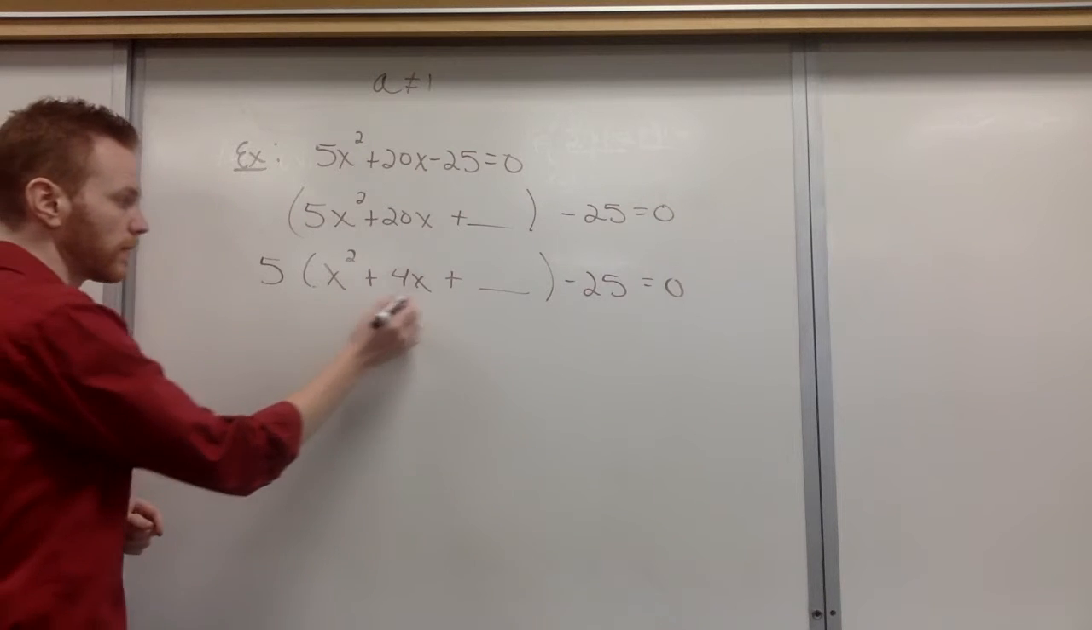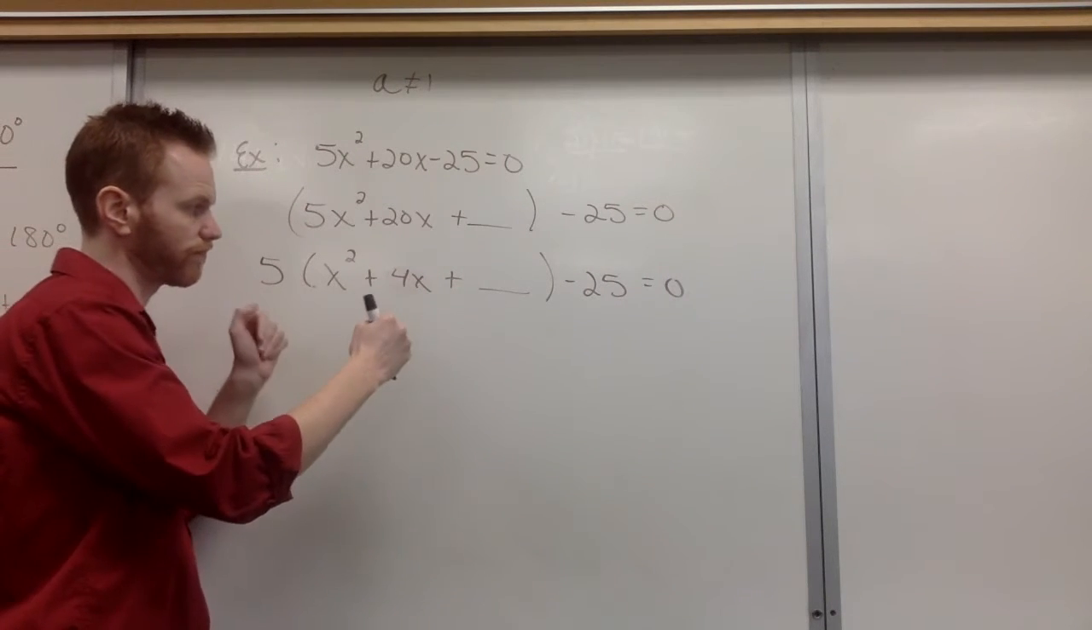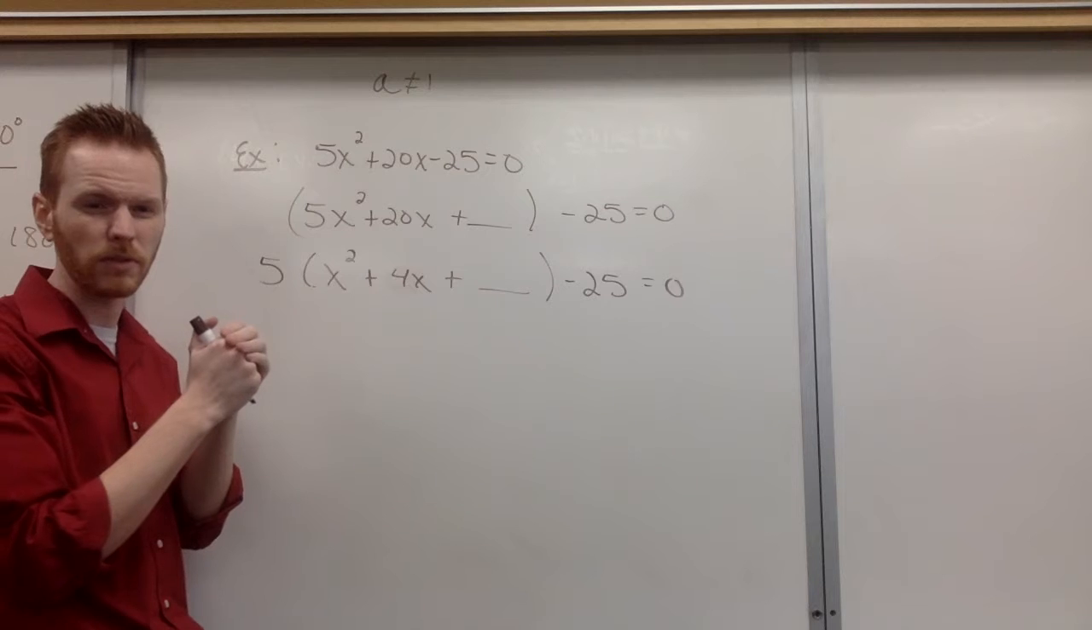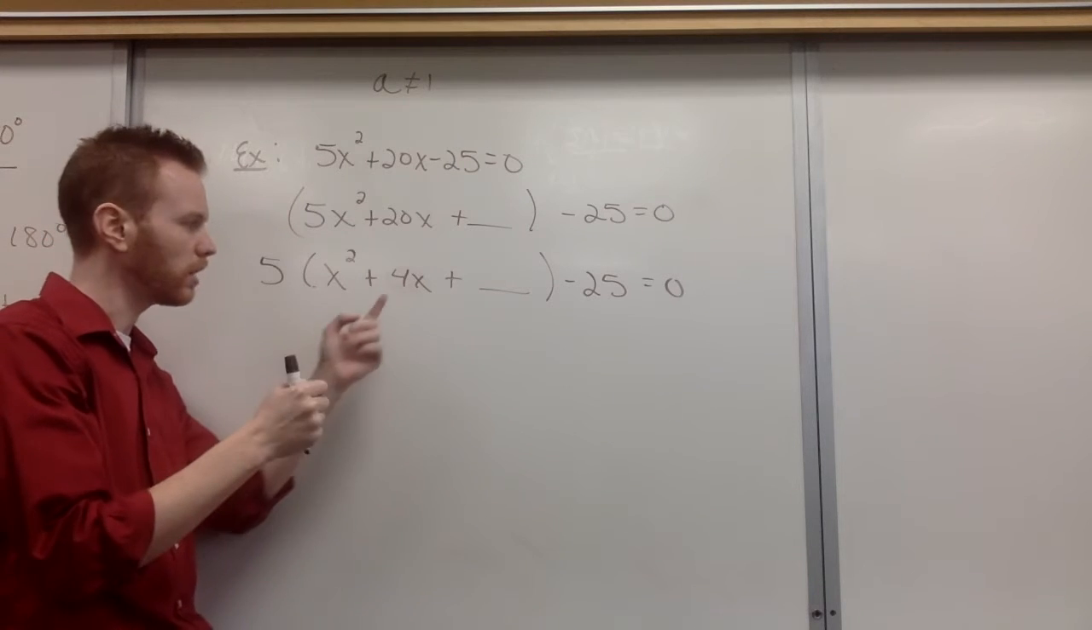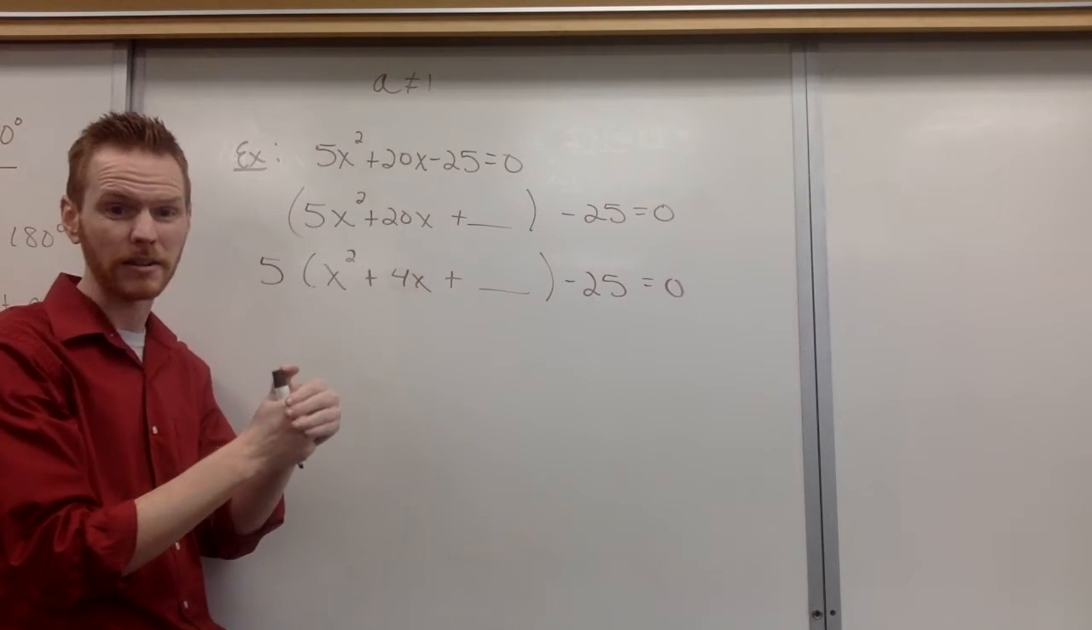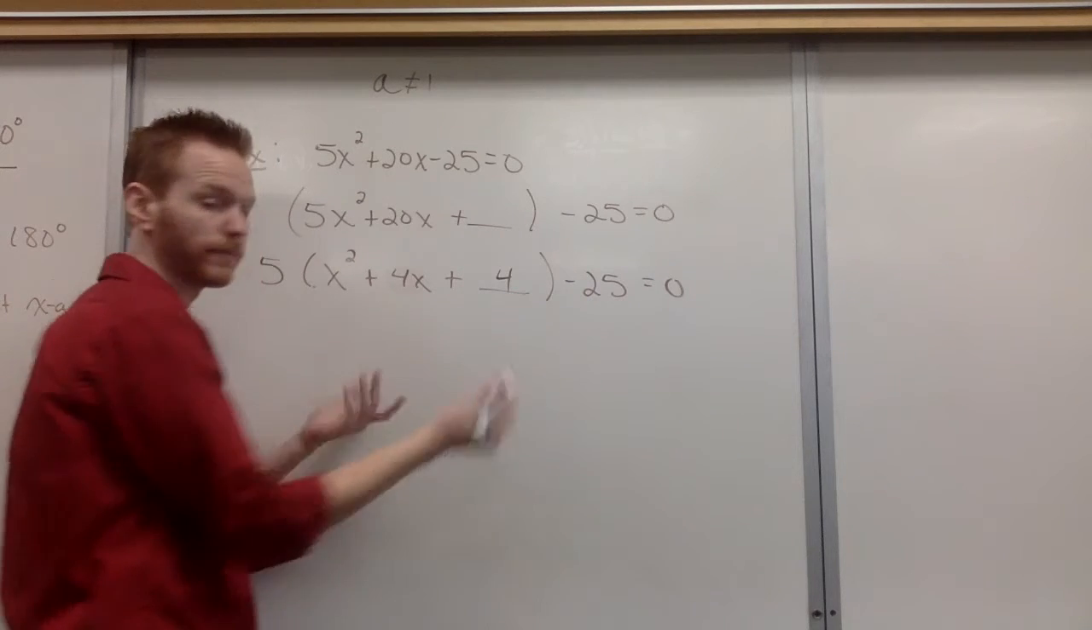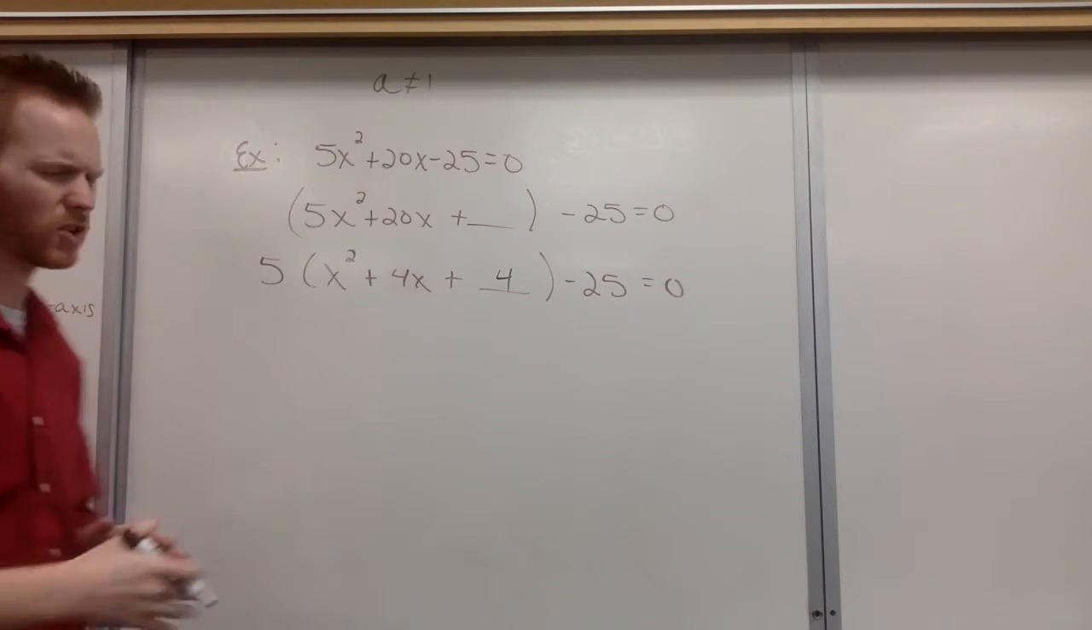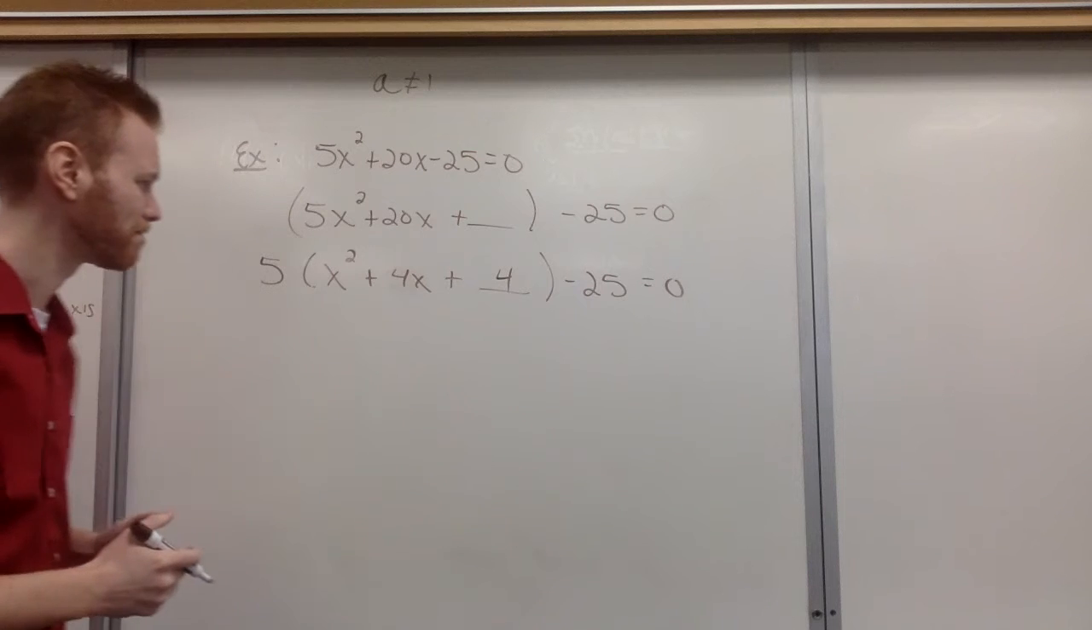So let's take a look. Factors of 4 were what? 2 and 2. And if you remember, the pattern was you take half of this term and square it. So this ends up being 4 over here. Ironically, it doesn't always happen that way, but it did this time.